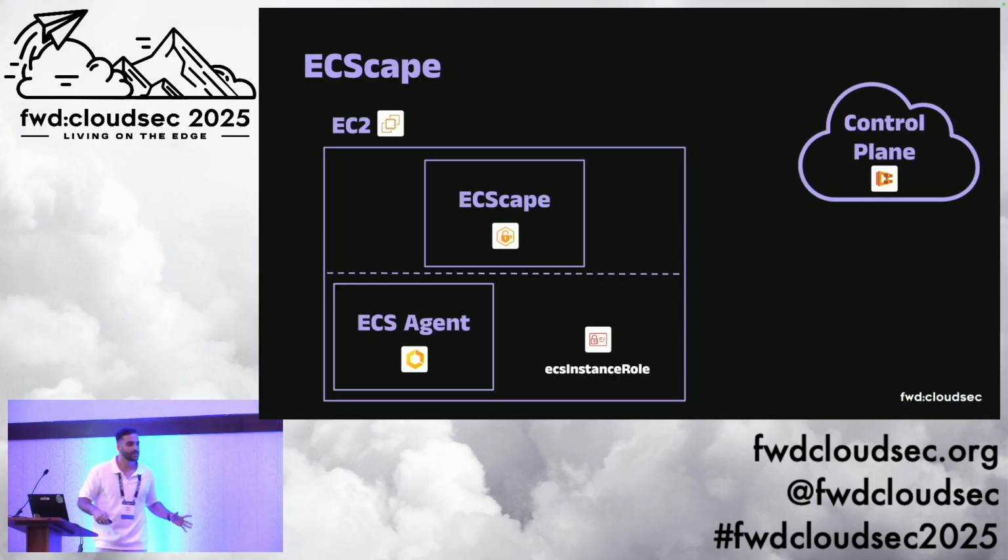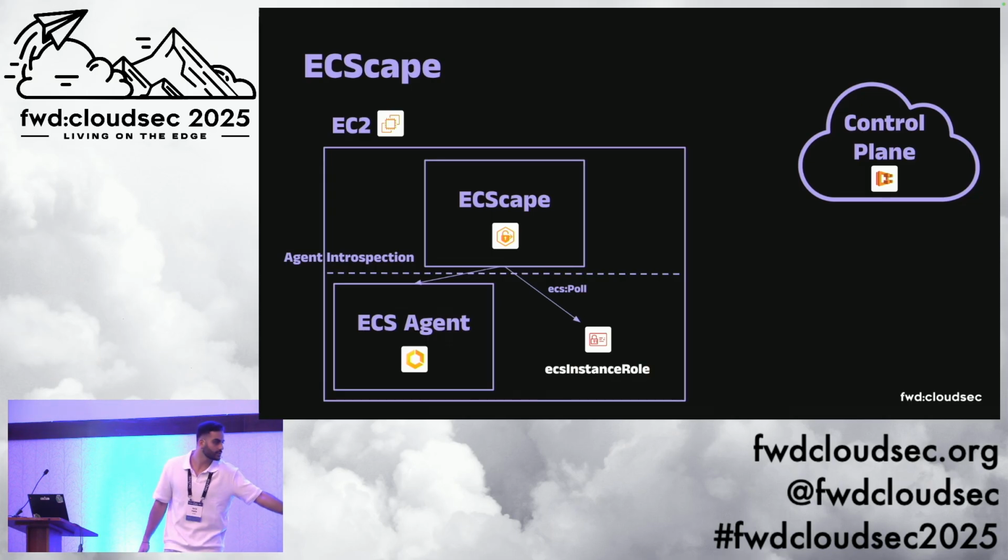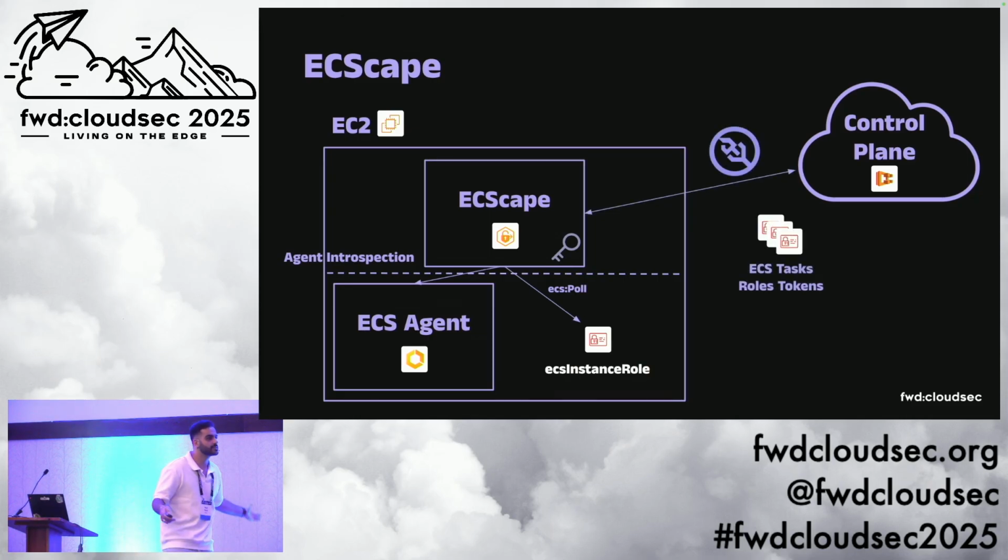So now what? Because we have IMDS, we can use IMDS and get the poll endpoint, ECS poll permission. Then, using the agent introspection, we can get the needed identifiers, construct the WebSocket URL, and sign it using SigV4. Later, we can authenticate to the control plane and receive back the task credentials for all of the running tasks on the same instance.